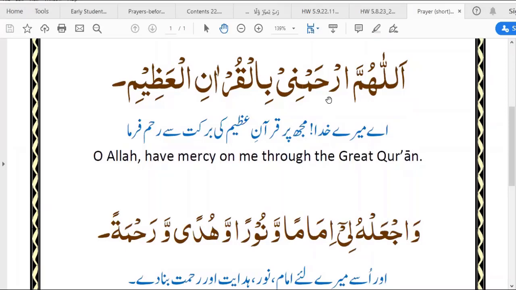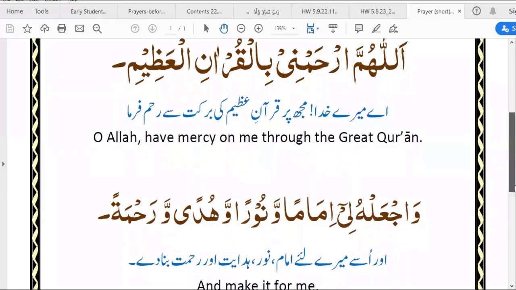Allahumma arhamni bil Qur'anil Azim. Good. And here? Waj'alhu li ma... Imaman wa nuran wa hudan wa rahmah. Good. Jazakallah. Are you able to read the translation for me?